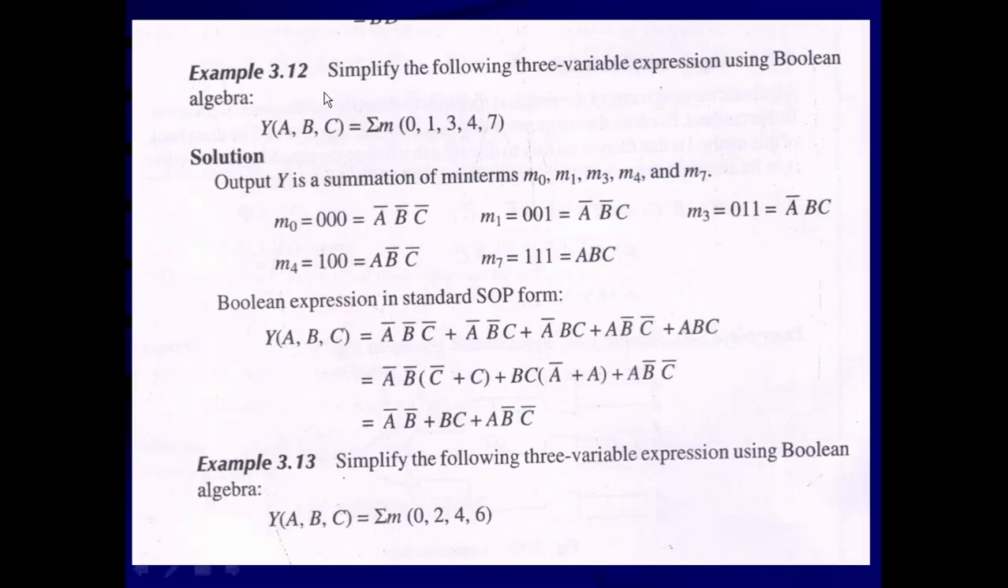Next example is given in terms of min terms. Example number 3.12. Simplify the following three variable expression using Boolean algebra. Here the output Y is a function of A, B, C, given in terms of min terms: Y = sigma m(0, 1, 3, 4 and so on.